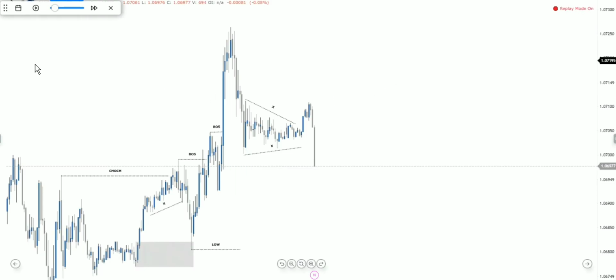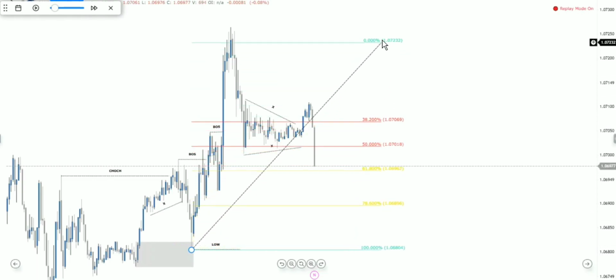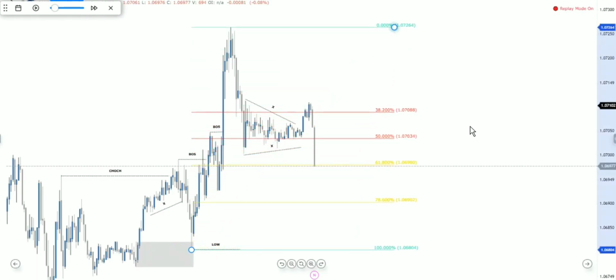So at this point in time, what I would do is use my Fibonacci, pull it to the low that I've marked out and to the latest high. Right, so let me mark out the high as well.